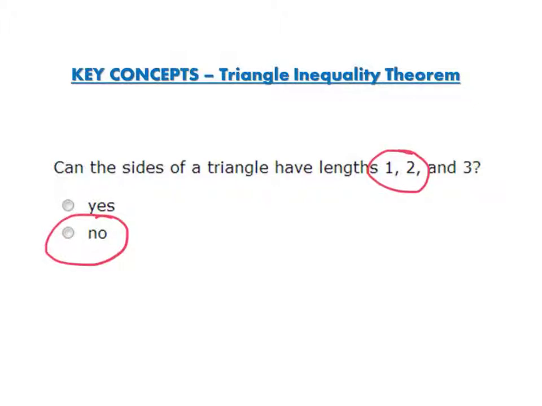When you add the lengths of two sides, it must be greater than the third one. Always add the two smallest sides to see if it's greater than the largest side to check that theorem.